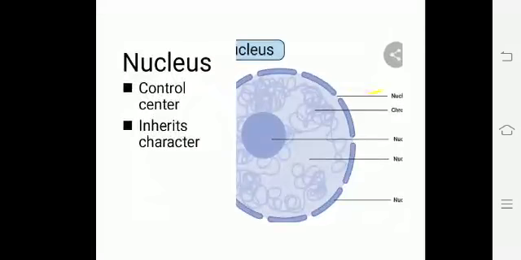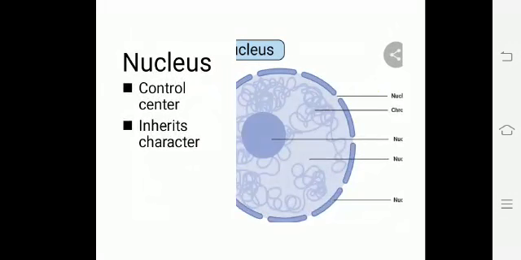The outermost double membrane is called the nuclear envelope, or nuclear membrane. In the nuclear membrane, there are small gaps called nuclear pores, tiny pores. This nuclear membrane allows some substances inside, and through the tiny pores some substances can go inside and come outside also.